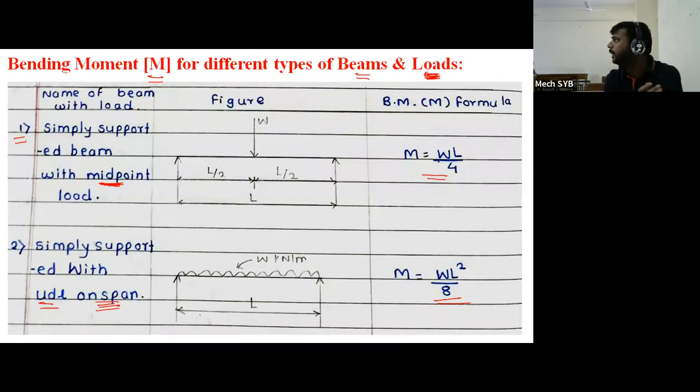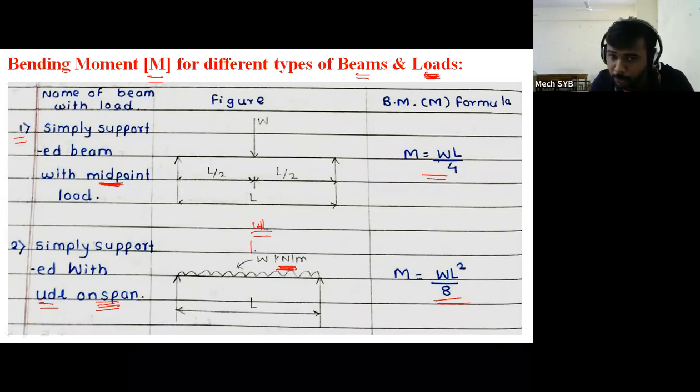What is the meaning of this statement? We converted UDL into point load in chapter number 5. While doing SFD and BMD, we had to convert the UDL into a point load, because UDL is given in kilonewton per meter, and we could not use that value as it is in SFD and BMD, right? So we used the formula W into L to convert it into a point load. But here, if you see simply supported with UDL on entire span, don't convert this UDL value into point load.